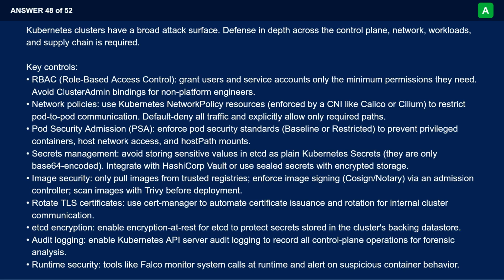Rotate TLS certificates: use cert-manager to automate certificate issuance and rotation for internal cluster communication. etcd encryption: enable encryption at rest for etcd to protect secrets stored in the cluster's backing data store. Audit logging: enable Kubernetes API server audit logging to record all control plane operations for forensic analysis. Runtime security: tools like Falco monitor system calls at runtime and alert on suspicious container behavior.